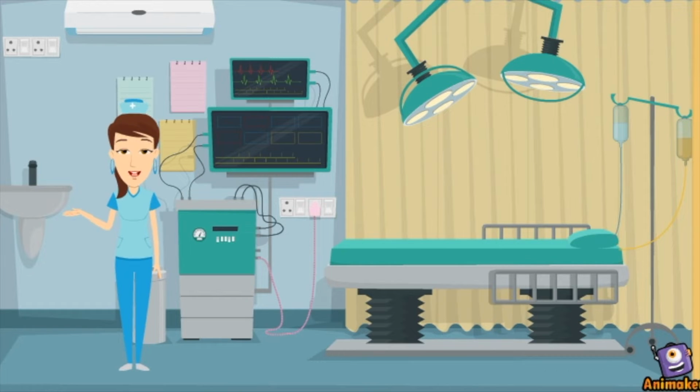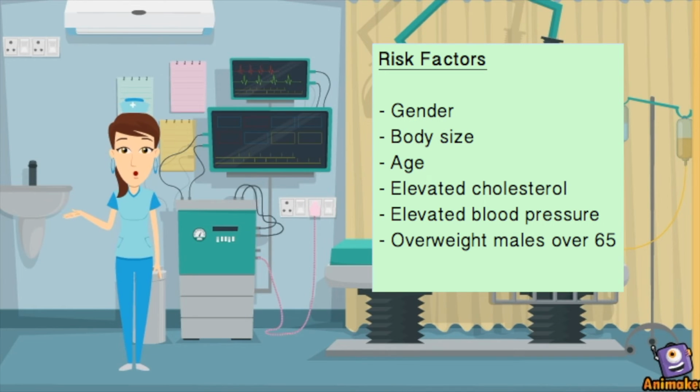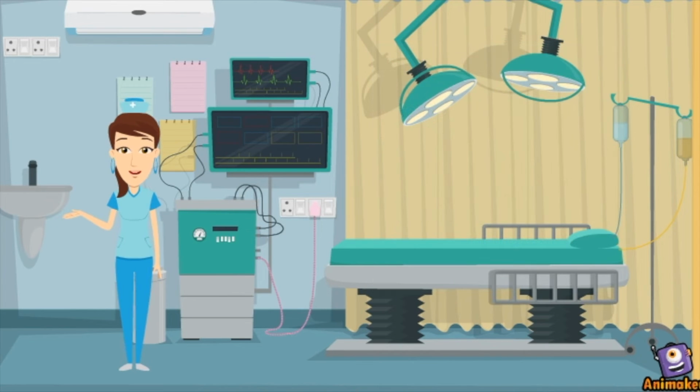Abdominal aortic aneurysms are often asymptomatic. However, significantly large aneurysms can be accompanied by abdominal and back pain. The identified risk factors of this pathology are gender, body size, age, elevated cholesterol, and blood pressure, with overweight males over the age of 65 having an increased chance of abdominal aortic aneurysm development.